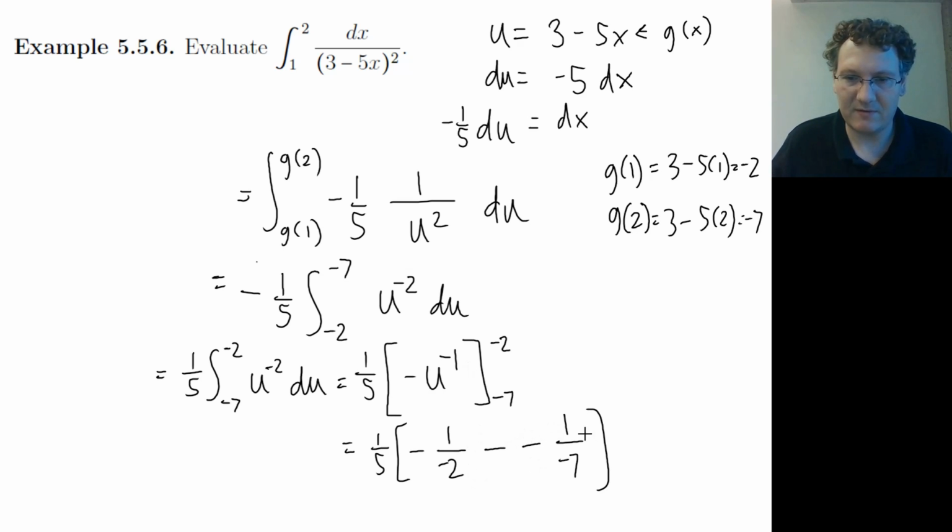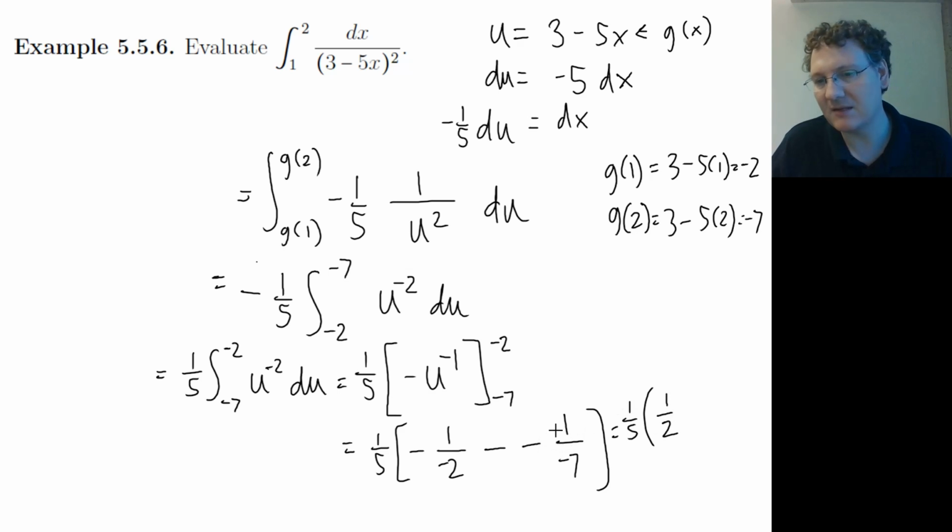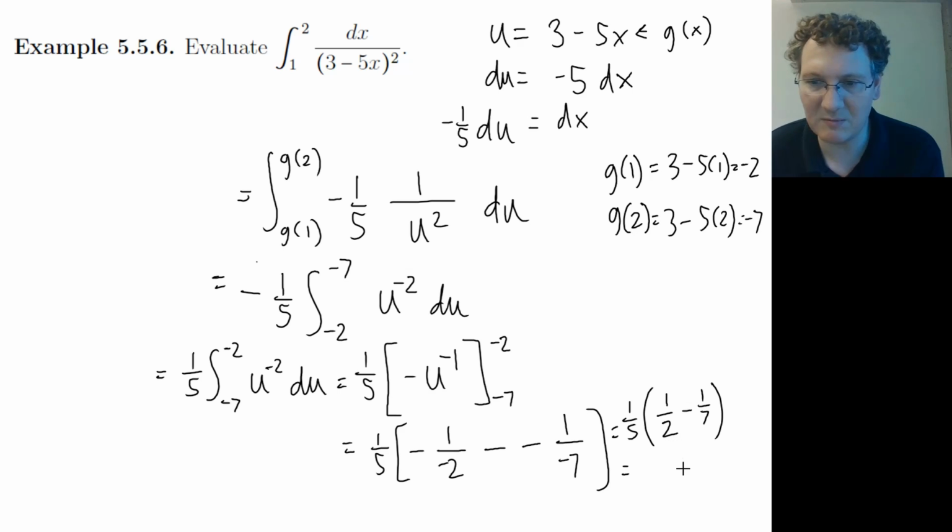Now there's a lot of negatives all over the place, but what we have here is 1/5 times 1/2 minus a minus a minus 1/7. That's minus 1/7. That's 1/5 times, let's see, that's going to be 7/14 minus 2/14. That's going to be 5/14. 1/5 times 5/14 is going to be 1/14. And that's my answer.